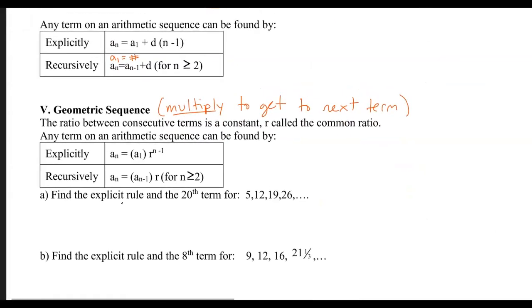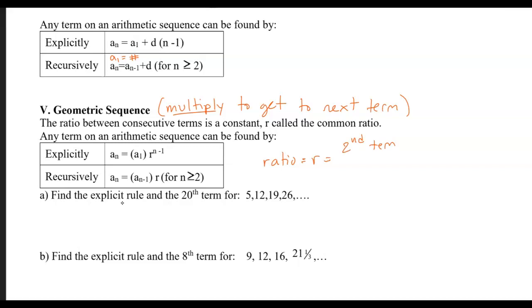Geometric is when we multiply to get to the next term. Now, in order to know how to find that multiplication or that ratio, that common ratio it's called, R, we just take the second term and divide it by the first term. Right, basically you're just finding how much you multiplied by. That's all you're doing here. So when we're recursively writing a geometric sequence, we have to also state the first term's value.